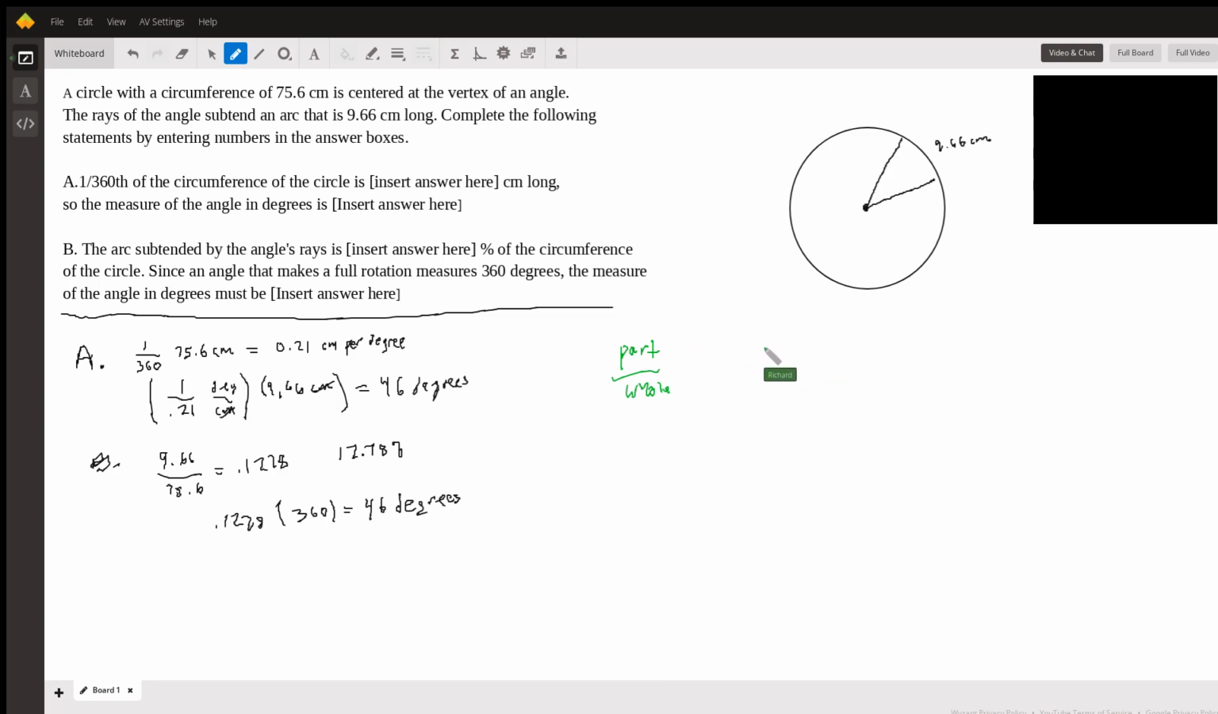So the whole circumference is 75.6. And the arc itself, which is the part, obviously is 9.66. And then the angle, we'll call that x. And the whole is 360. So just do part is to whole here. And I think that's the best way to do it.